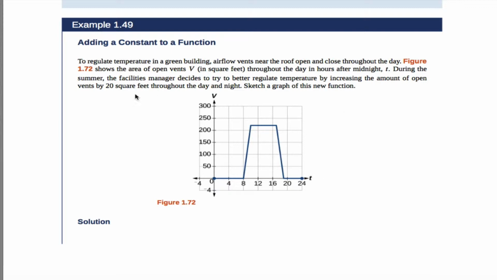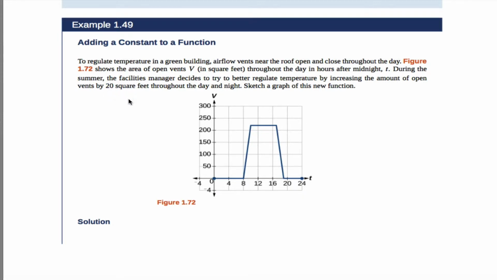And then if you read through it, it says during the summer, the facilities manager decides to try to better regulate temperature by increasing the amount of open vents by 20 square feet throughout the day and night. Okay, so really what you have to recognize here is this graph, the input is the time and the output is the area of the open vents. And it's the area of the opening vents that we're increasing. We're increasing the output by 20. We're adding 20 to the output.